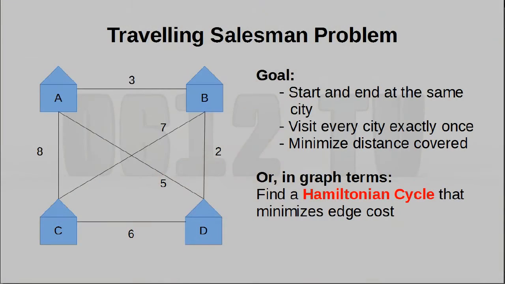How is this a graph problem? Well, every city is a vertex. At the same time, the quantity you want to minimize is actually the edge cost. This problem is usually formulated as an undirected weighted graph that can be complete.